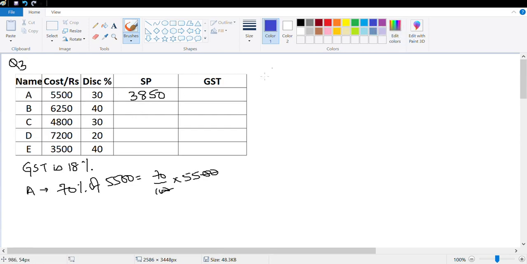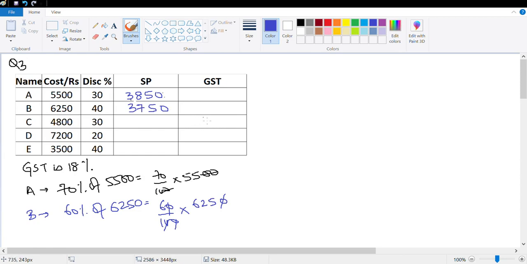So that's 3850. Perfect. So the items that I'm writing, that's 3850. 6250. Perfect. For B, the selling price will be 40% gone, which means he's paying 60%. So 60% of 6250, which is 60 upon 100 into 6250, 625 into 6, that's 3750. Perfect.